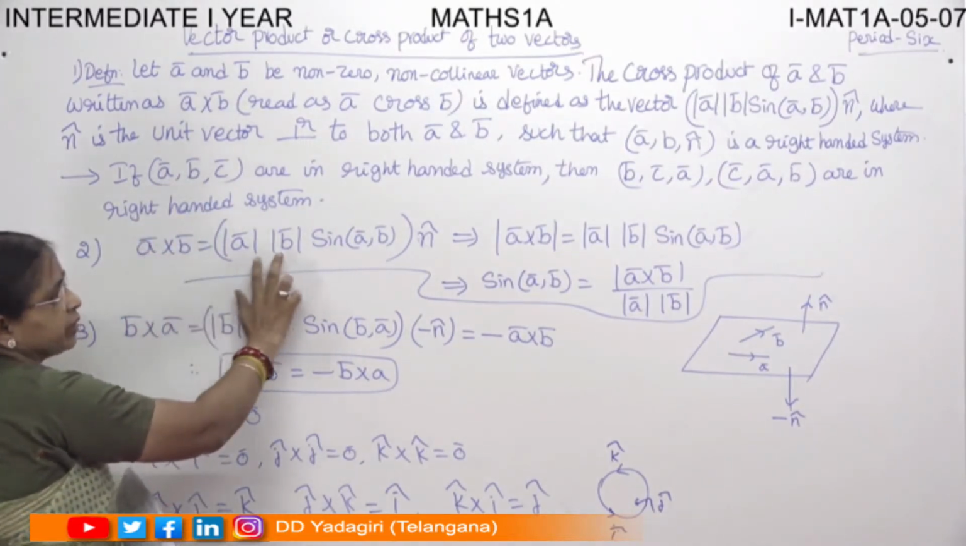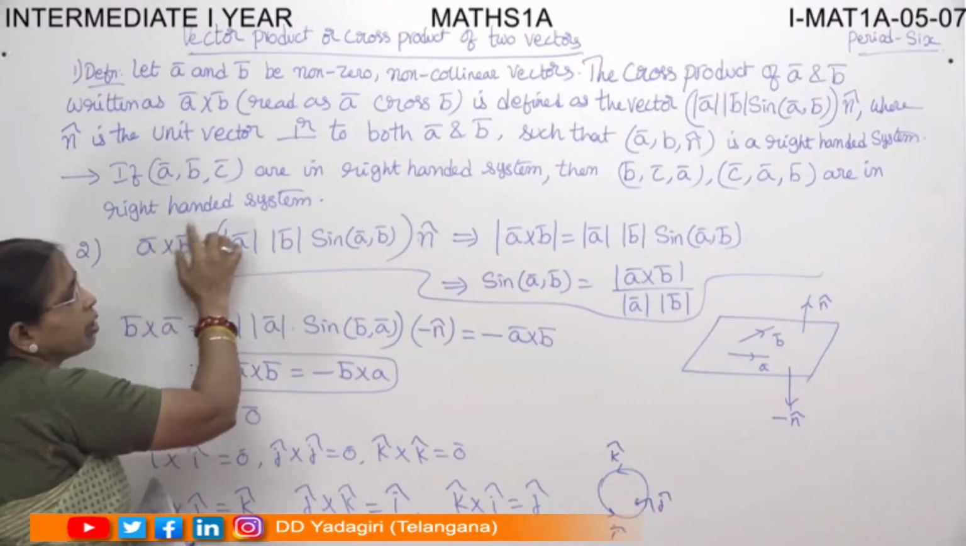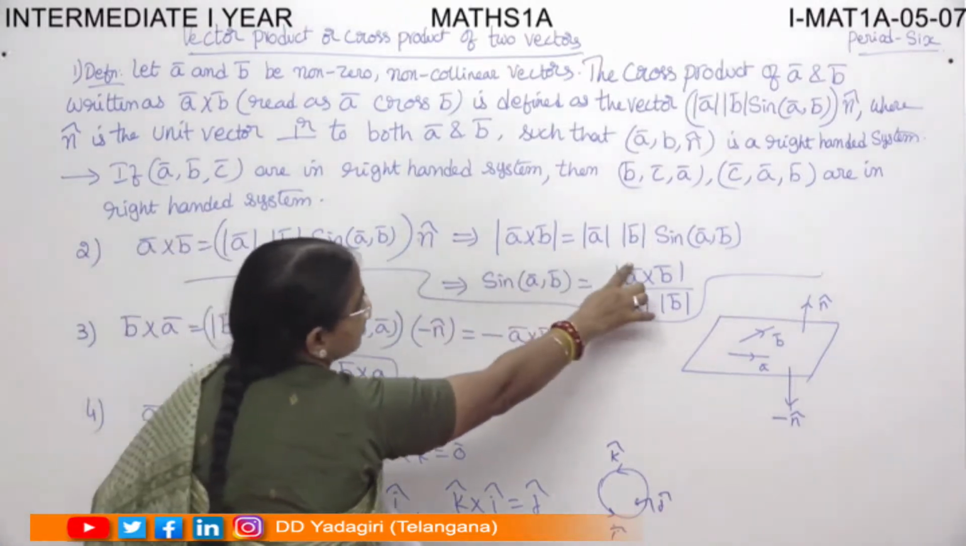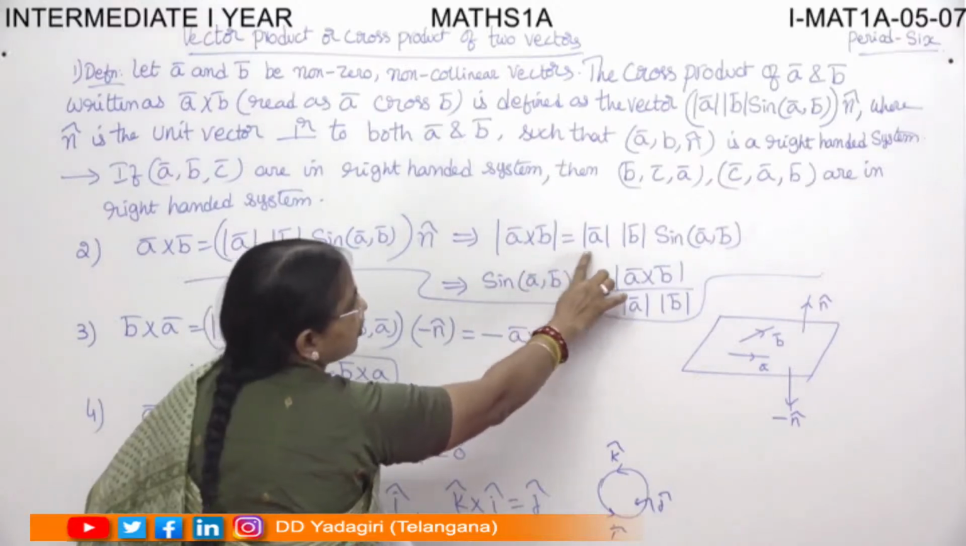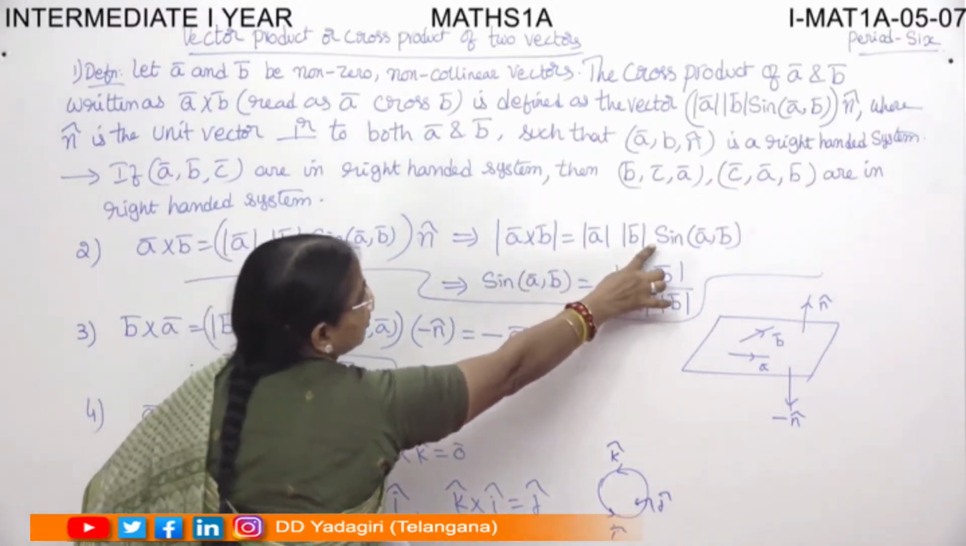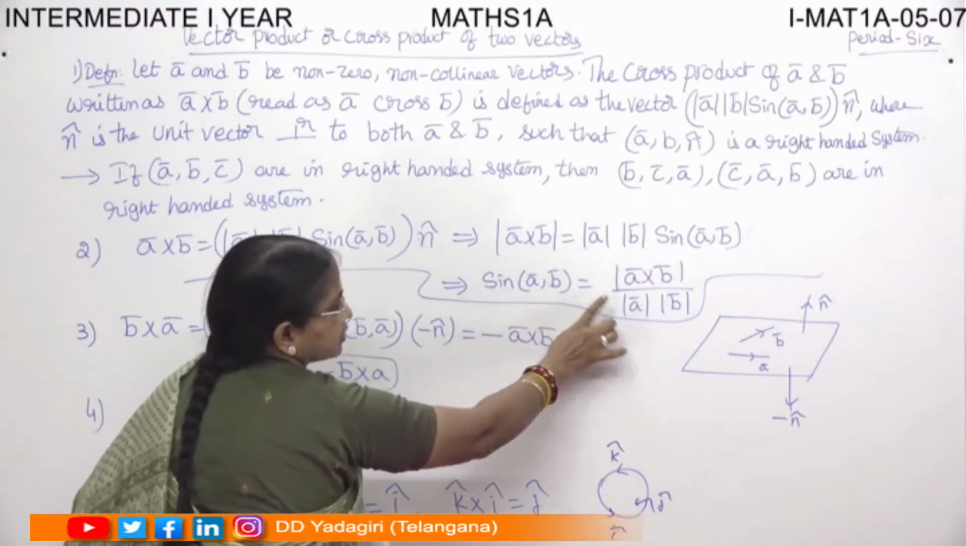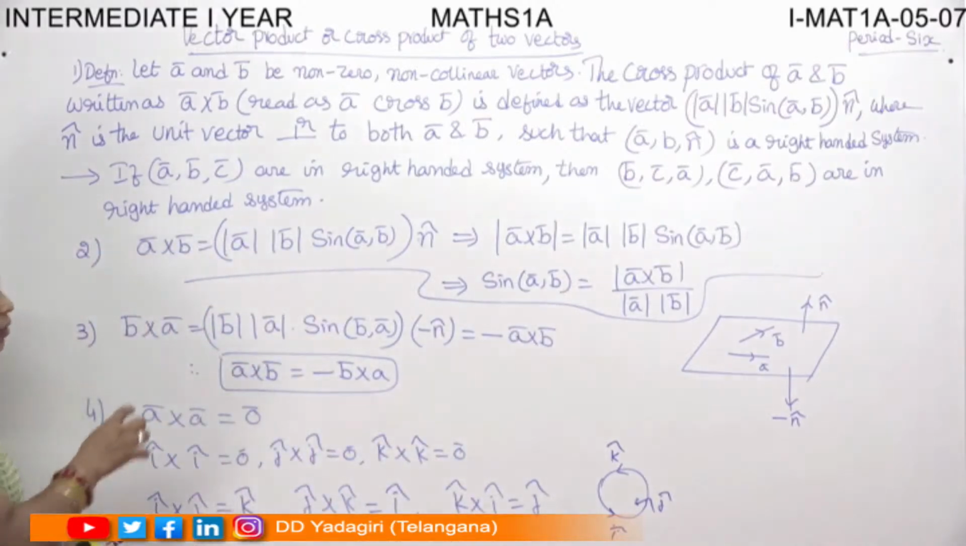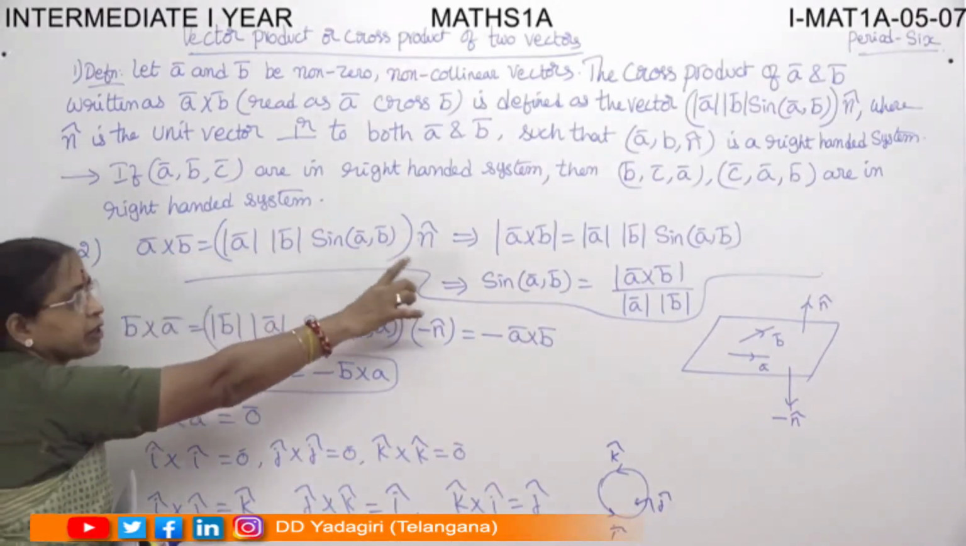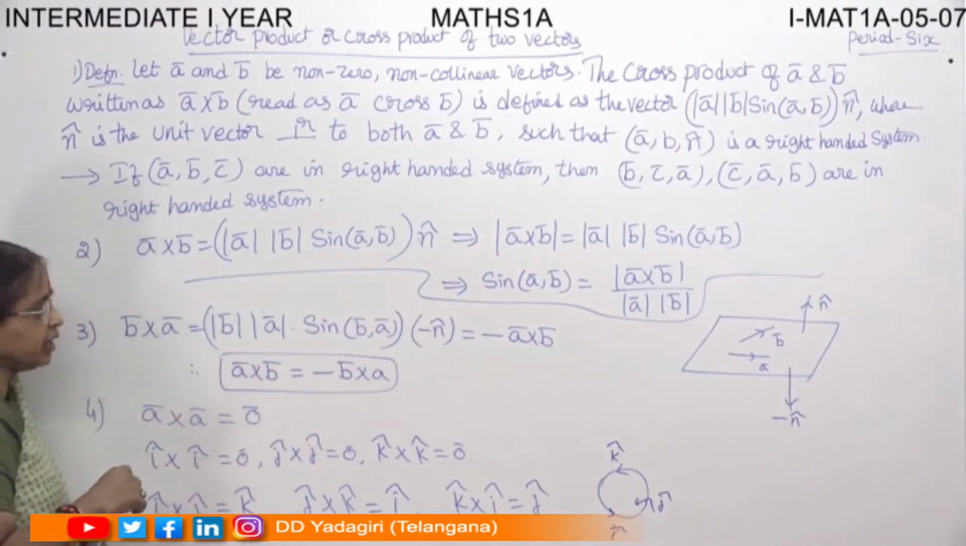So A cross B, this is the definition. When you take the modulus of it, mod n cap is 1. So the formula for mod A cross B is this. From this, you find the sine of the angle between A and B. Learn this formula: mod A cross B, sine of the angle between A and B.